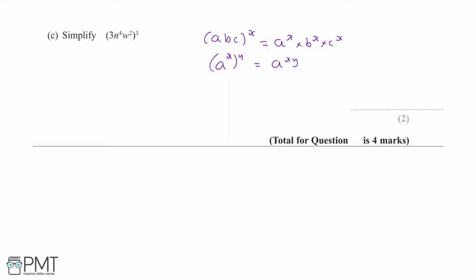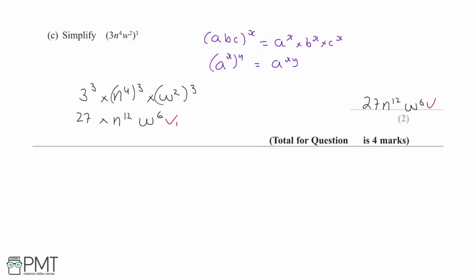So 3n to the 4 w squared all cubed becomes 3 cubed times n to the 4 cubed times w squared cubed. 3 cubed is 27. Now, for this, we apply the rule: 4 times 3 is 12, so n to the 12, and w, 2 times 3 is 6, so w to the power of 6. Combining this, we get 27, n to the 12, and w to the 6. This part is worth 2 marks. The first mark comes from any 2 of these 3 terms being correct.